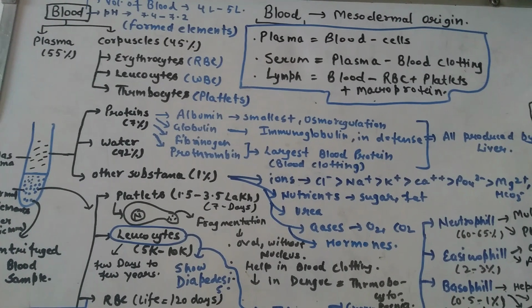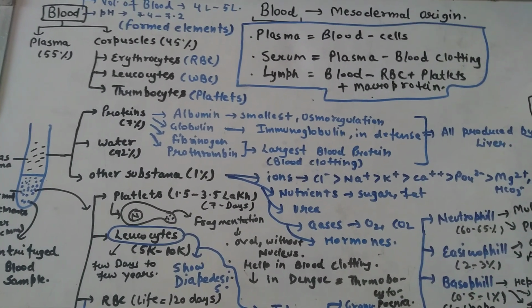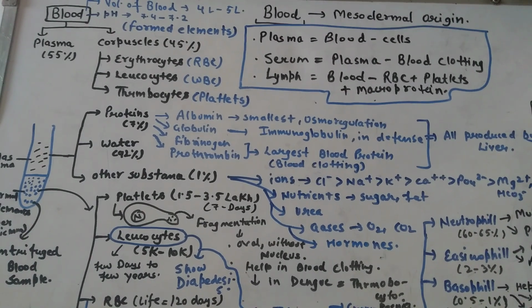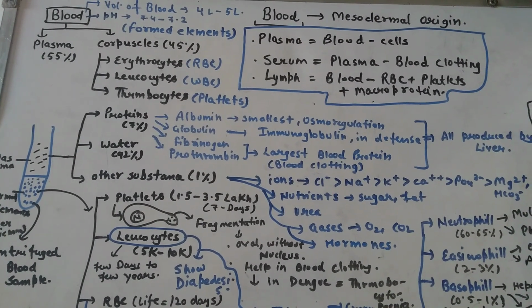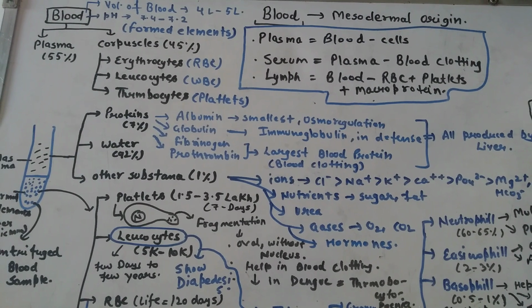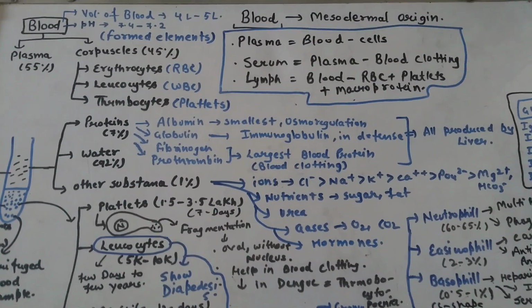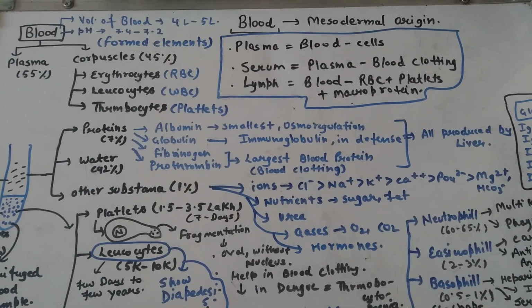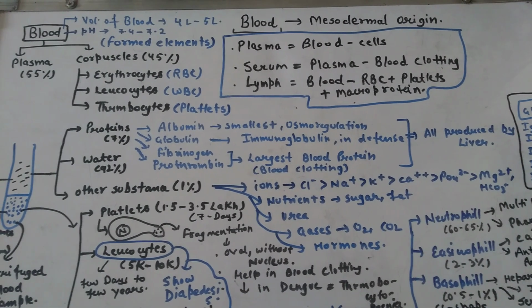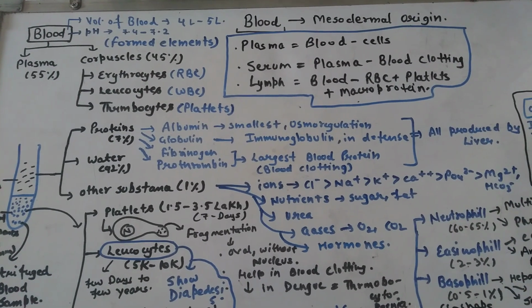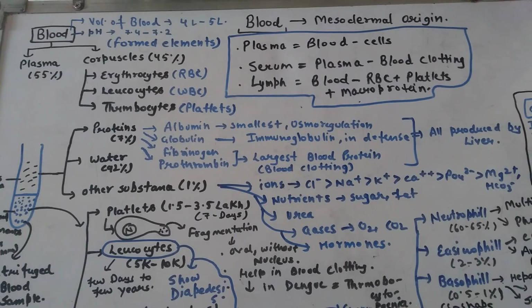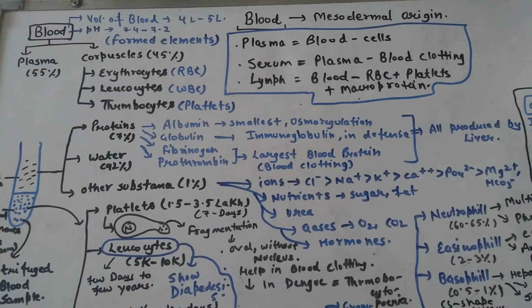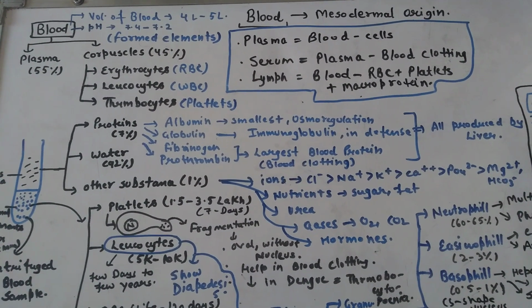Starting with blood: it is a connective tissue, a specialized connective tissue, and its matrix is basically fluid in nature. That's why it is fluid connective tissue. Starting with the origin of blood, blood is mesodermal in origin. As you all know, there are three types of germ layers: ectodermal, mesodermal, and endodermal. The origin of blood is the mesodermal.